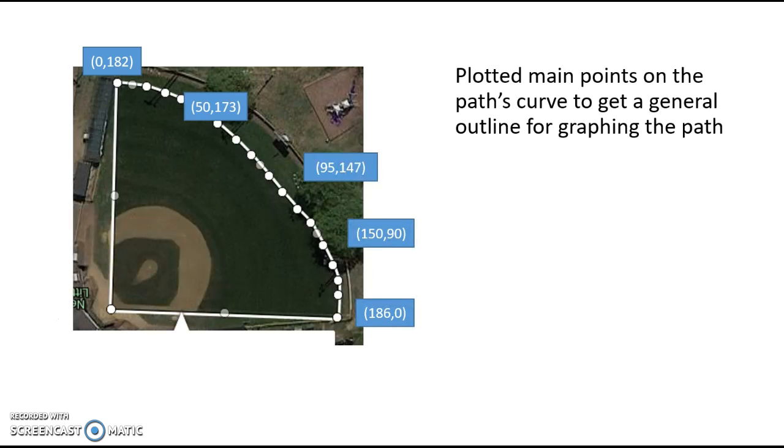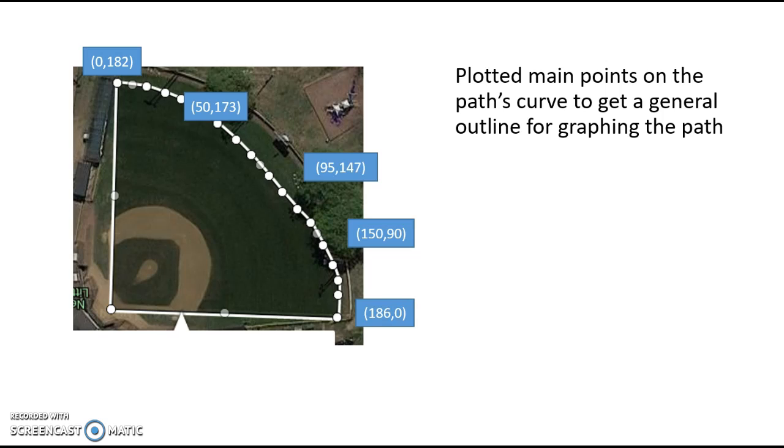In order to do that, I had flipped that path around so that it would look more like a graph on an X and Y plane. And then I used the measure feature on Google Maps in order to find the coordinates of 5 specific points on the curved side of this path. So the 5 points marked are (0, 182), (50, 173), (95, 147), (150, 90), and (186, 0).